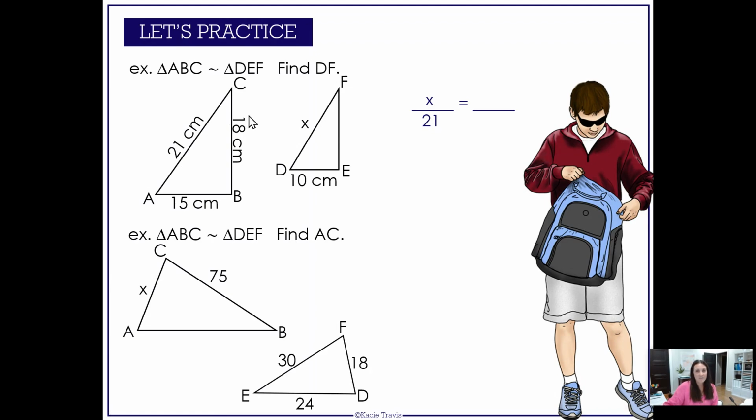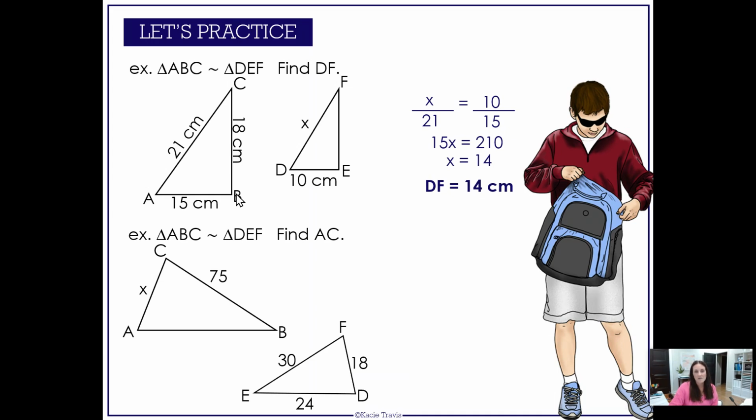And then I go back to my original figure, and I pick a side. I don't know the length from E to F, and so I have to choose 10. And then I put it over its corresponding side. D to E corresponds to A to B. So I put it over 15. Now I have a proportion with a missing side. I can cross multiply. x times 15 is 15x, and 21 times 10 is 210. Divide both sides by 15, and I find the length of my missing side, which is 14. So the length from D to F is 14 centimeters.